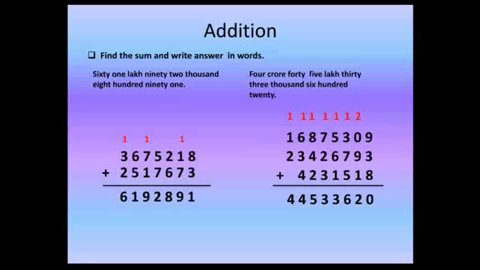Like this, 6 plus 2 is 8, that is the 100 place. Now move to 1000. 5 plus 7 is 12. Write 2, and 1 is again carry. 7 plus 1 carry, it means 9. 6 plus 5 is 11. Write 1, and again 1 is carry. And the last place, that is the 10 lakh place: 3 plus 2 is 5, and 1 carry is 6. This way you are going to add the numbers.